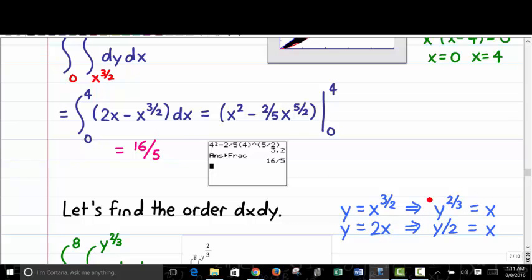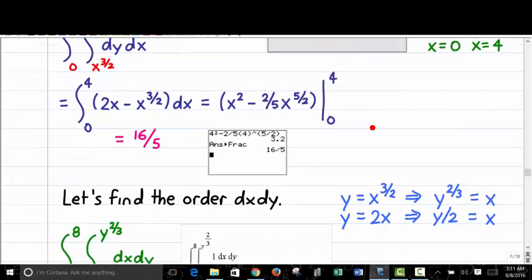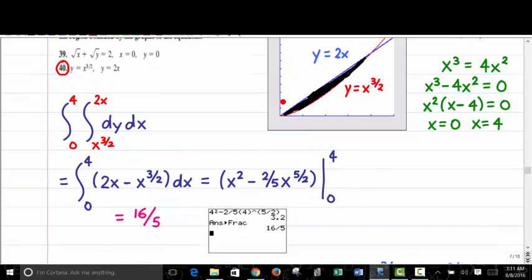And so x would be y to the 2/3, and then the other x would be y over 2. So going left to right, the line is on the left, the curve is on the right. So x would be y over 2 on bottom, and then the line would be x equals y over 2 to the curve y equals 2/3 right there. So the line's on the left, the curve's on the right.